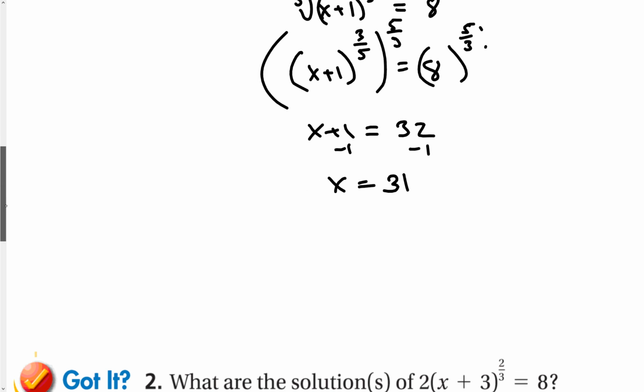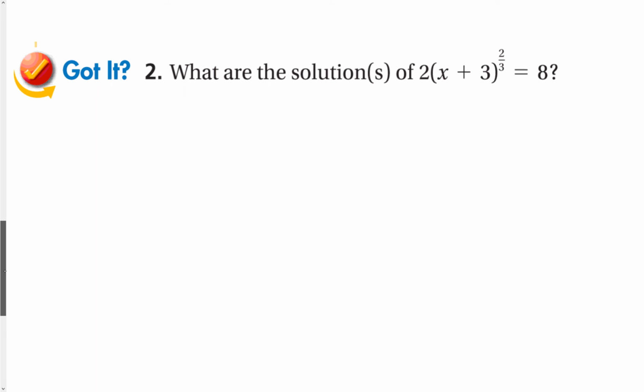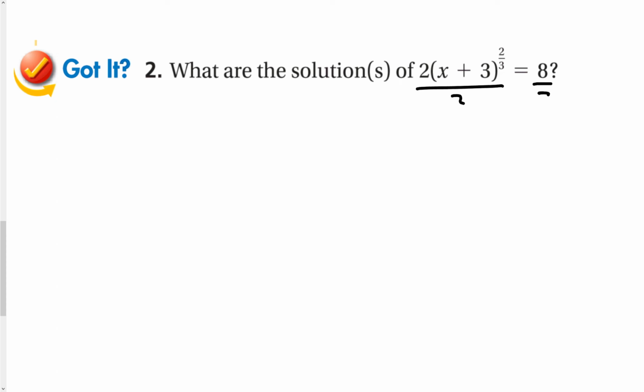Okay, let's try a guided problem. Ooh, one of them is even. Okay, so I'm going to need absolute value signs here. So divide out the 2. So we have x plus 3 to the 2/3 power is equal to 4.